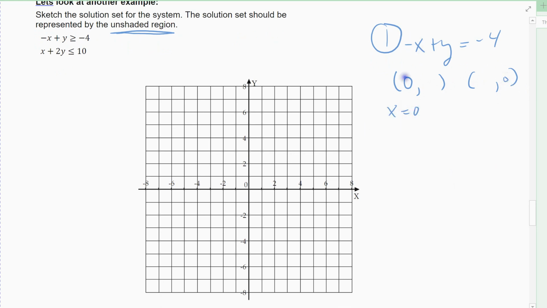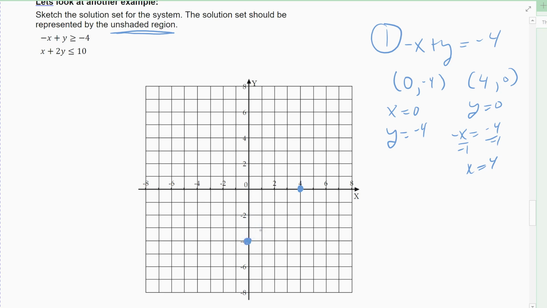When I plug in 0 for x, y comes out negative 4. So 1 point is 0, negative 4. And then for this one, y is 0, what is x? Well, that one's going to require me to do a little more work. Because when I put in 0 for y, I have a negative x equals negative 4. I have to get rid of that negative, so x equals a positive 4. Alright, so the 2 points I'm going to use to graph that line are 0, negative 4, and 4, 0. So positive 4, 0 is here. And then 0, negative 4 puts me down here.